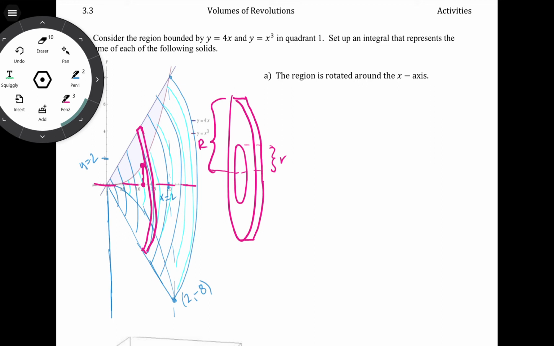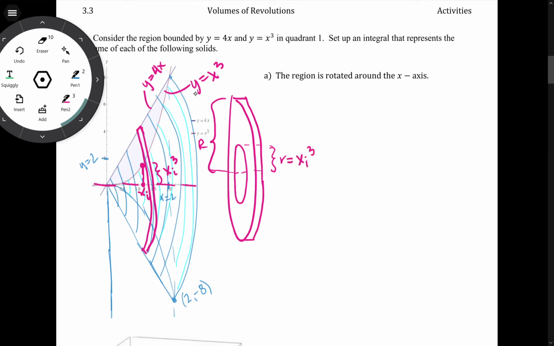So whatever x value I'm at, if this is my x sub i, here, let me label them. The top one is y equals 4x. And the bottom one is y equals x cubed. So whatever x sub i I pick, the height of this thing right here will be that x sub i cubed. My formula tells me that my y is always my x value cubed. So that's my little r.